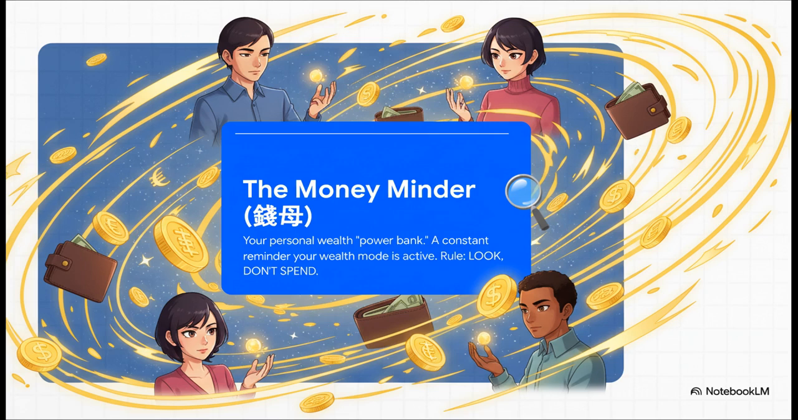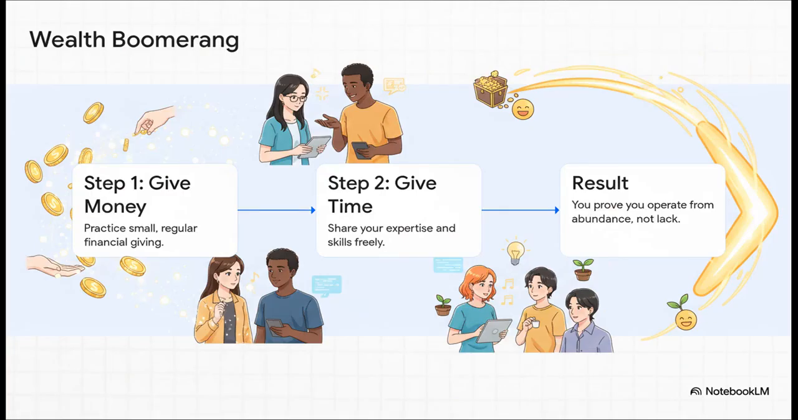And there is one single, unbreakable rule. You only look at it. You never, ever spend it. That's not what it's for. Because wealth isn't a destination, right? It's a flow. And to keep it circulating, you have to create what's called a wealth boomerang. This just means practicing giving, both financially in small ways and also by sharing your time and your expertise. Each time you give, you send a powerful message out. I have more than enough. I operate from abundance, not from a place of lack.